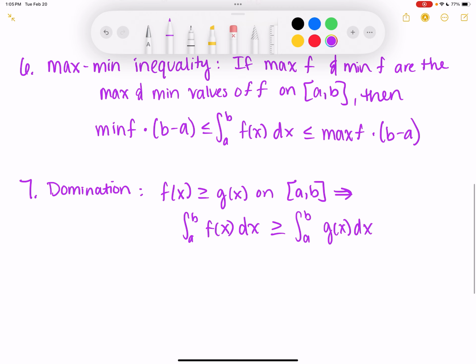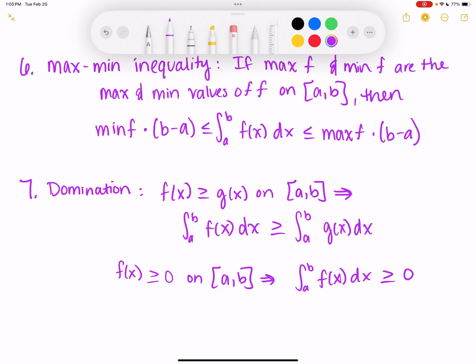And another option of this, we could have f of x is greater than or equal to 0 on the interval a to b, implies that the integral from a to b of f of x dx is greater than or equal to 0. Which again, that one kind of just logically makes sense. All right, those are all the properties.